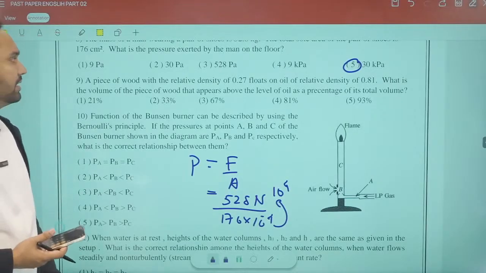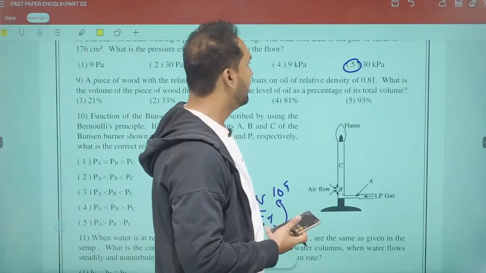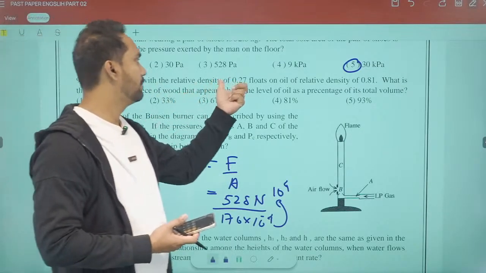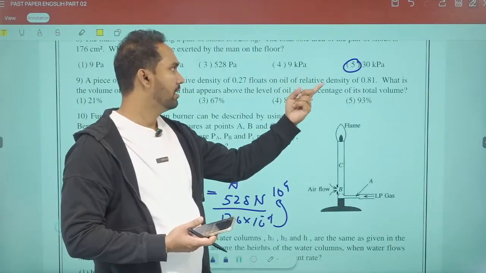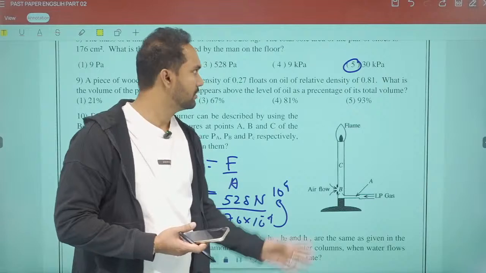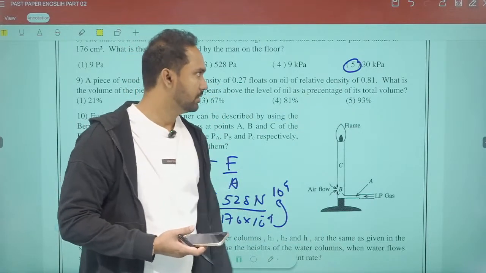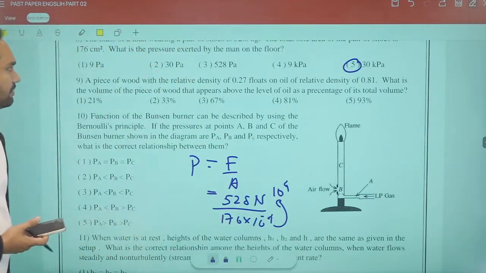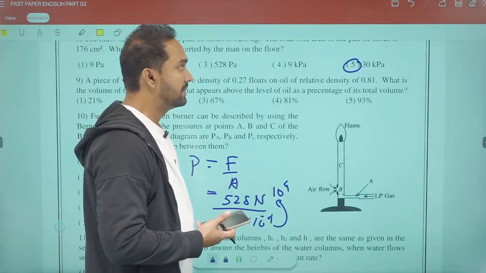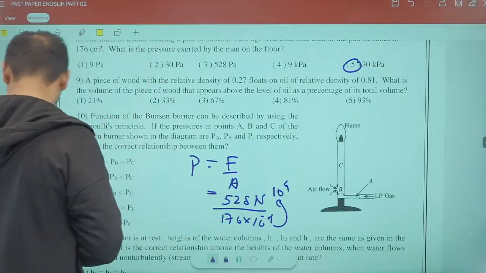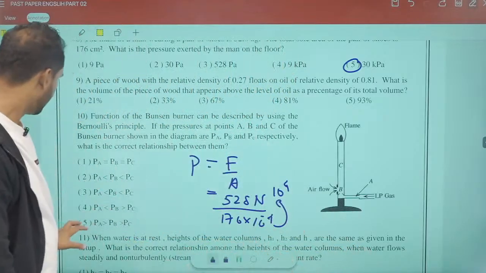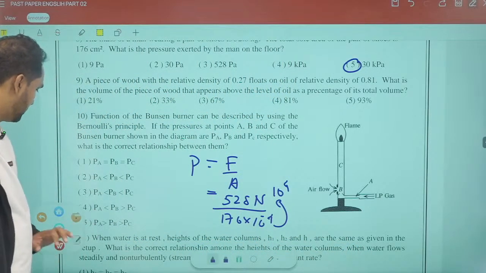A piece of wood with relative density of 0.27 floats on oil of relative density 0.81. Relative density, again. So you just have to multiply these two by 1000 to get the actual density. What is the volume of the piece of wood that appears above the level of oil as a percentage of its total volume? Ooh, that's a bit of a tough one. Not very tough. Let's see. Two of the things are given. What are the two things given?